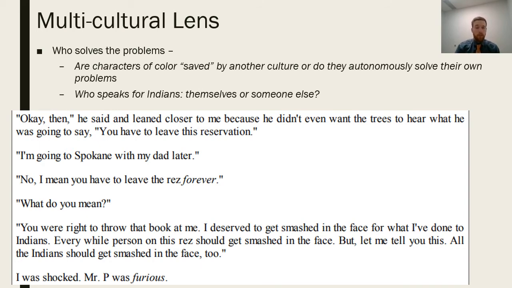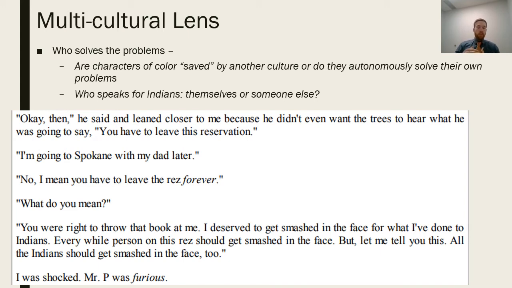But I'll read out this scene with Arnold and Mr. P. "Okay, then," he said. He leaned closer to me because he didn't even want the trees to hear what he was going to say. "You have to leave this reservation." "I'm going to Spokane with my dad later." "No, I mean you have to leave the res forever." "What do you mean?" "You were right to throw that book at me. I deserve to get smashed in the face for what I've done to Indians. Every white person on this res should get smashed in the face. But let me tell you this. All the Indians should get smashed in the face too." I was shocked. Mr. P was furious.